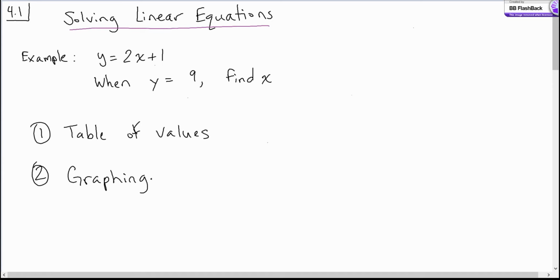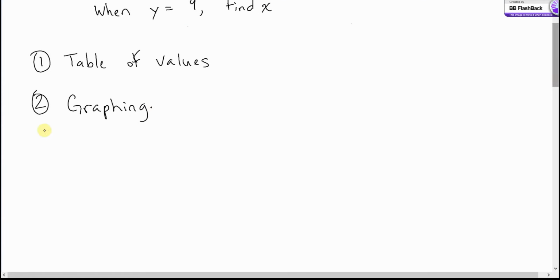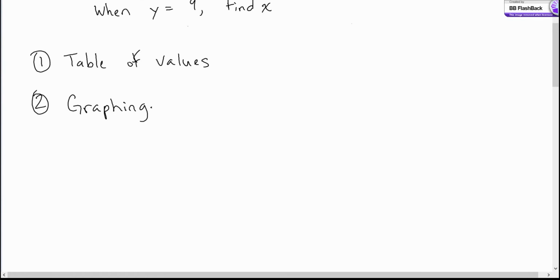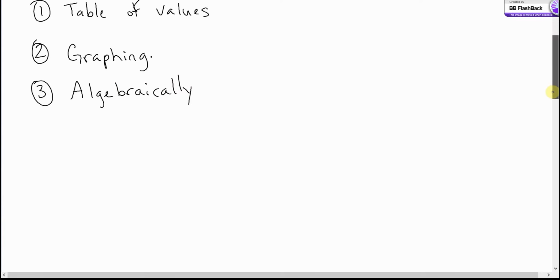In the last video, we looked at how to solve linear relations, linear equations, with a table of values or with a graph. In this lesson, we're going to look at a third way. Did you guess it? It's algebraically. So we're going to use special solving steps to be able to solve it.